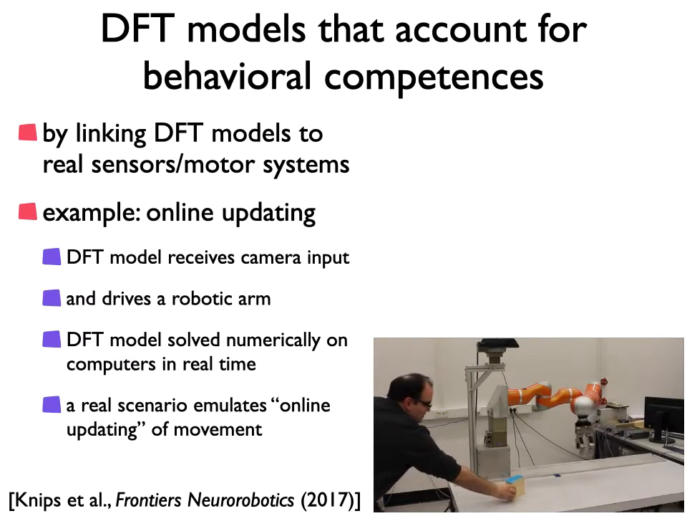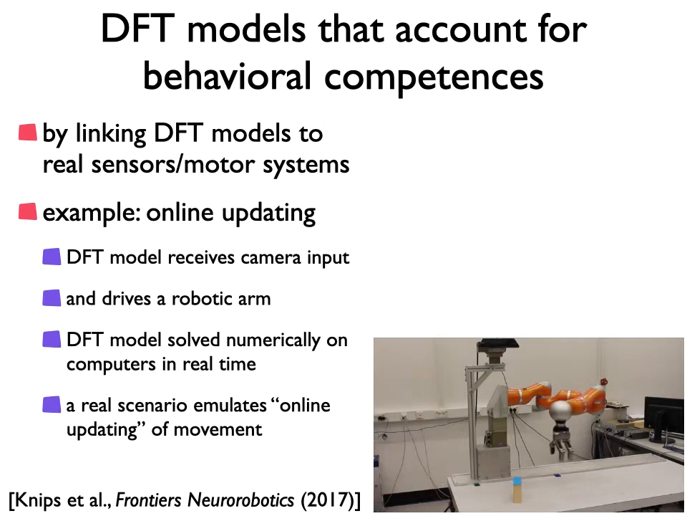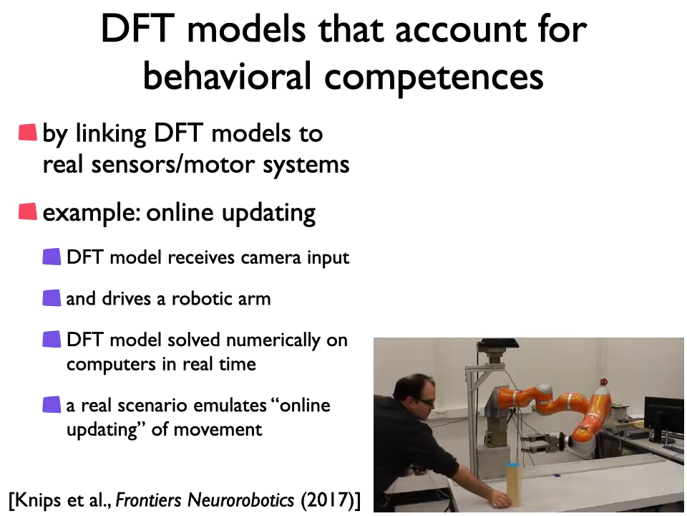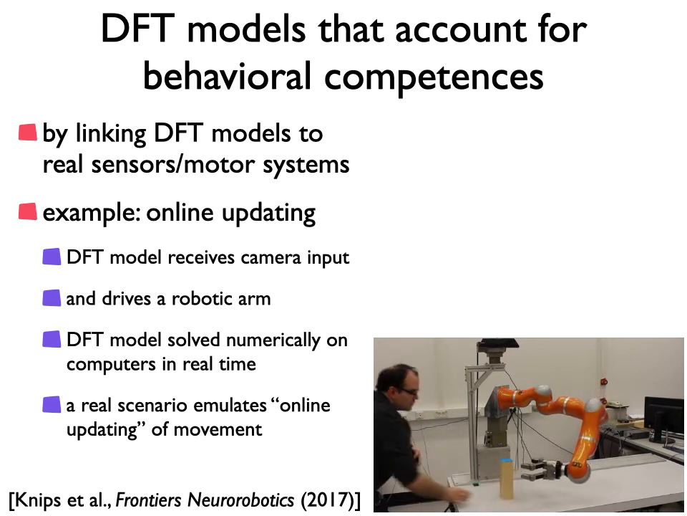Then there's a very different way of how that interface can be expanded, and that's by, in a sense, accounting for behavioral competences. And we do that by linking the models to actual motors and sensors. In this case here, for instance, the model is linked to a robot arm that really drives a robot arm, and it gets sensor information from a camera. It's up here.